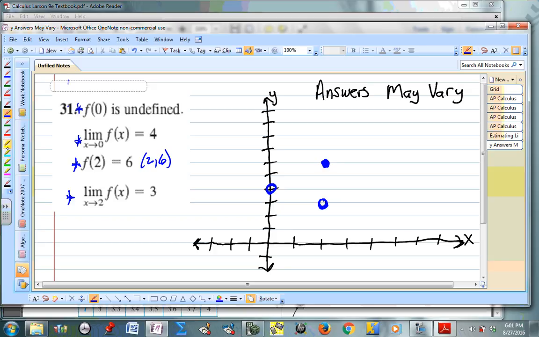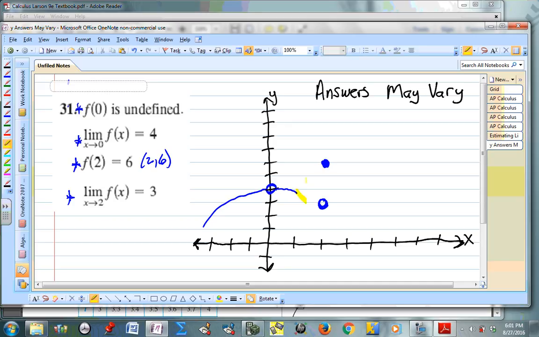Let's start by looking at this part here when x equals 0. We know that we have to approach y equals 4. So I don't know, I'm just going to do something like this. We'll approach y equals 4 from here and from there. Next, since the limit when x approaches 2 is 3, we're going to look at this point. When x approaches 2 from both sides, the y values must approach 3. So I'll go like this.